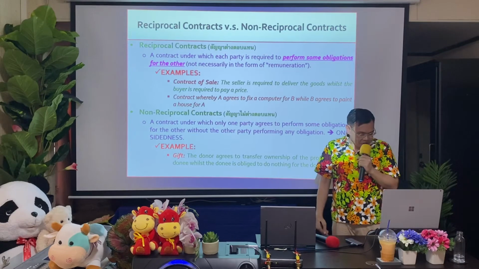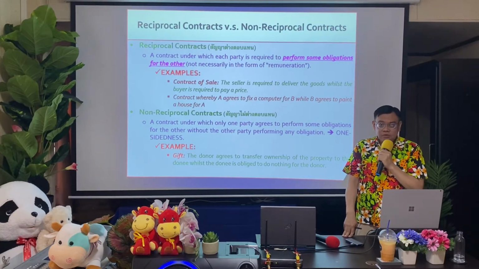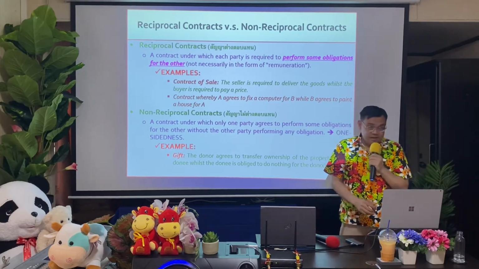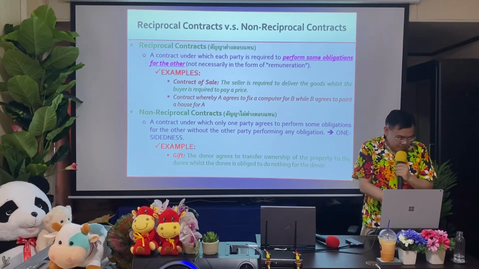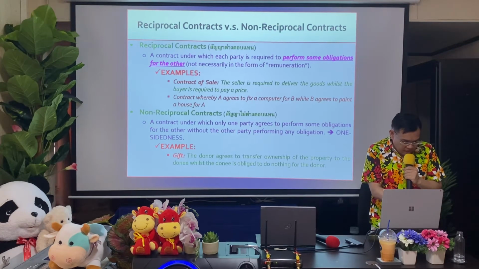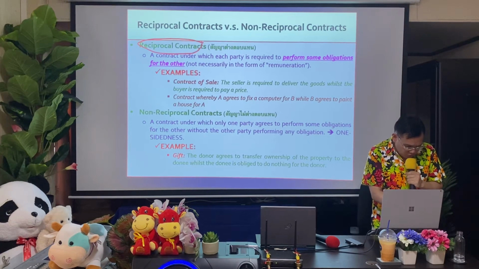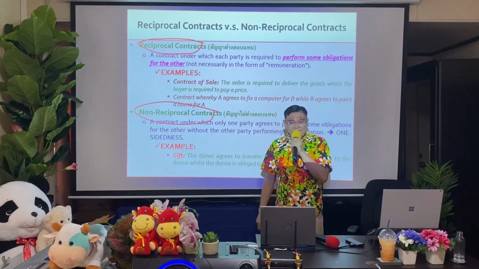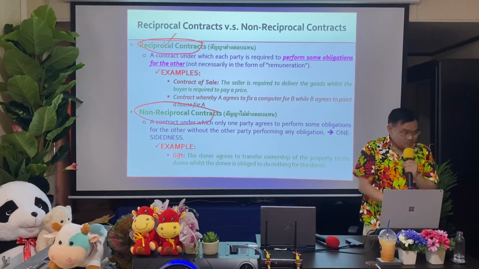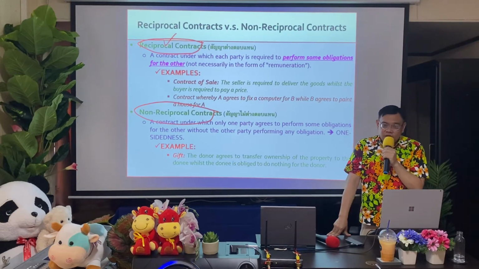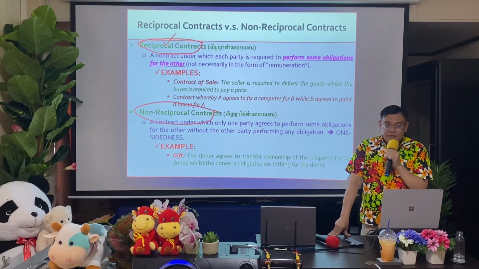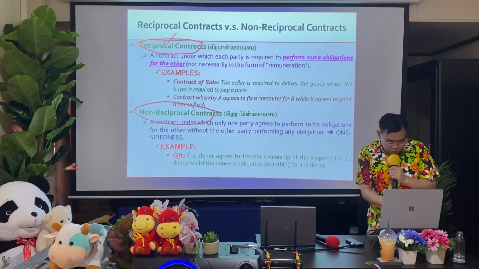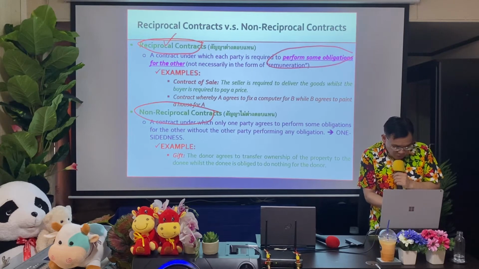Now, we are going to classify contracts by reference to reciprocity. In this case, we have the so-called reciprocal contract and non-reciprocal contract. What is it when we talk about a reciprocal contract? I hope that you know this word, reciprocal. We classify contracts by reference to reciprocity. A reciprocal contract is a contract whereby each party will have to perform some obligations for the other.